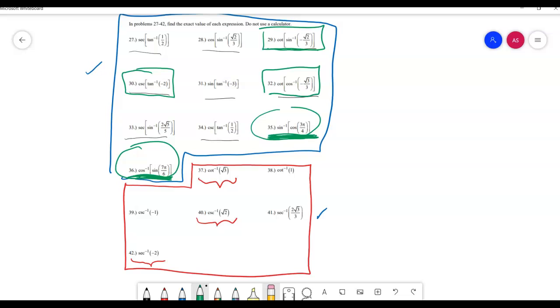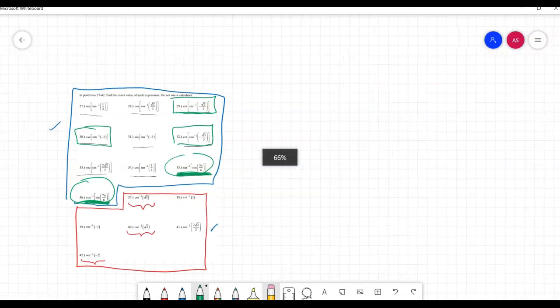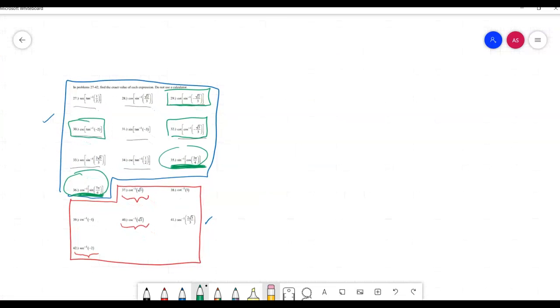All right, so let's go. So let me move this over a little bit if I can. It's moving slowly. All right, so I'm going to work number 30, which is, so we have cosecant of tangent inverse of negative 2. Okay, you can use brackets, parentheses, however you want to write that. So here's what I know off to the side. Tangent theta equals negative 2.